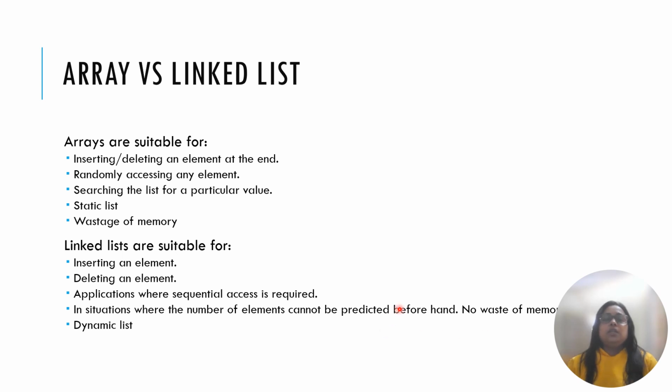Now, array versus linked list. In array, inserting or deleting an element is at the end, means whenever we are inserting data, that will be inserted at the end, and you can also delete an element from the end. Randomly accessing any element: we can access any element randomly using the array index. Searching the list, static list, and wastage of memory.